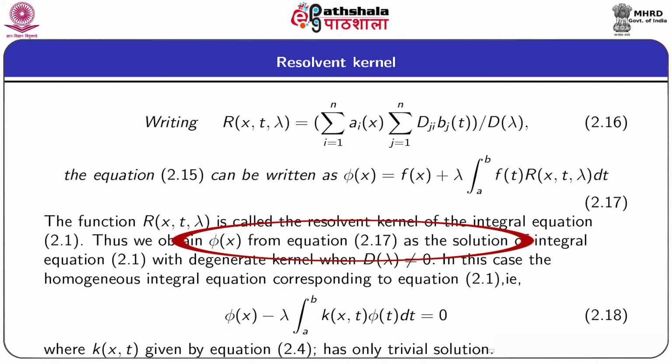So phi(x) from equation 2.17 has been obtained as the solution of integral equation 2.1 with degenerate kernel when D(lambda) is not equal to 0. That means for those values of lambda which make D(lambda) not equal to 0. For those values of lambda, the corresponding homogeneous integral equation given by equation 2.18 with the degenerate kernel has only the trivial solution.